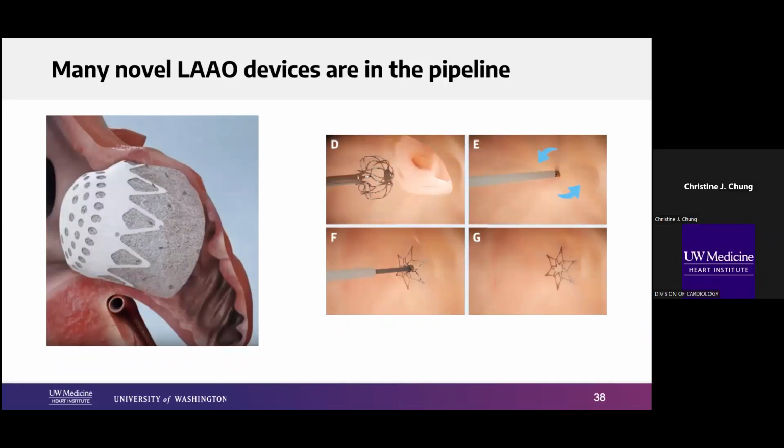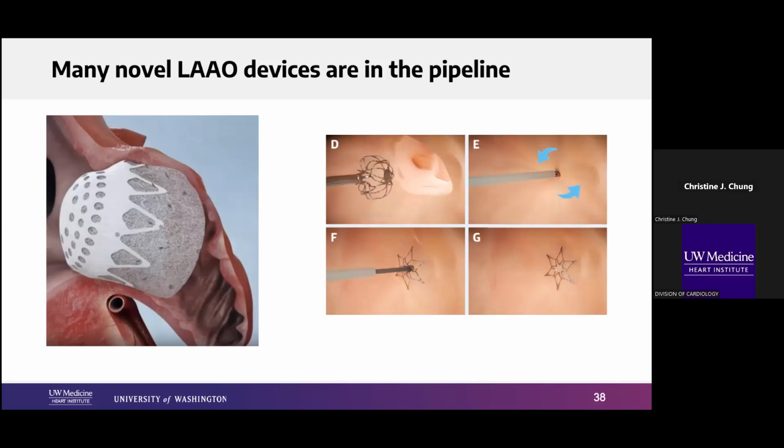The 2 investigational devices that are furthest along in the pipeline are the Conformal device pictured on the left. This is a foam-based matrix that is supposed to be even more conformable and specifically seeking to address that issue of residual leak. They published promising results in an early feasibility trial and are currently in a pivotal trial randomized against the Amulet and Watchman devices. Pictured on the right is the Laminar device, which is a totally different approach to this issue.